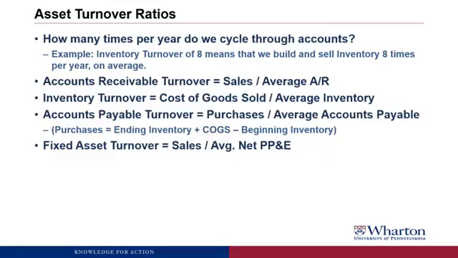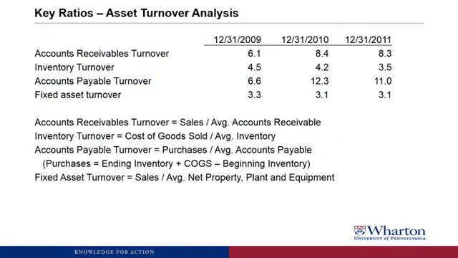Accounts payable turnover is going to be purchases divided by average accounts payable. Again, if you remember last week, accounts payable are created anytime we're purchasing new inventory. We calculate purchases by taking ending inventory plus COGS minus the beginning inventory. So we get the new inventory that we acquired. And then finally, there's a fixed asset turnover ratio, which is sales over average property, plant, and equipment. Here's what the asset turnover ratios look like for Plainview. So why don't you pause the video and take a look at what these are telling you.